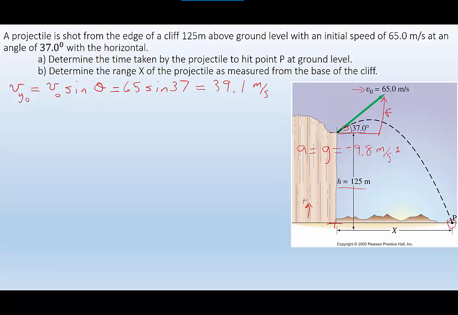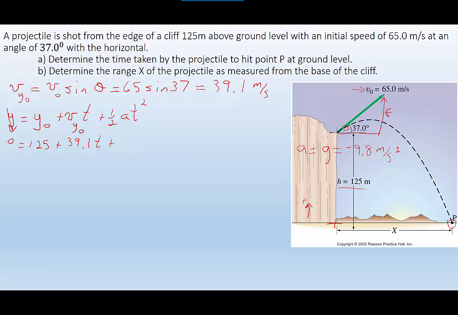So now that we have the velocity in the y direction, we can use that to figure out what is our time taken for this to occur, because the final height that we will be at will be 0. So if we go back to our y equation, remember that it's really y equals y naught plus vy naught t plus 1/2 at squared. Our final y is going to be 0. Our initial y is 125. Our v naught is 39.1 t plus 1/2 at squared.